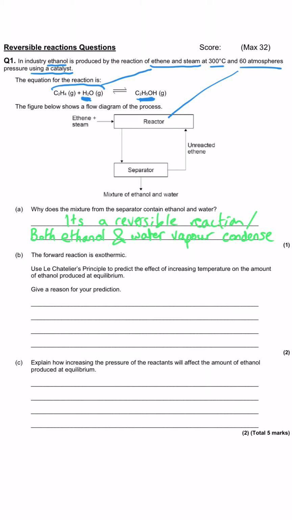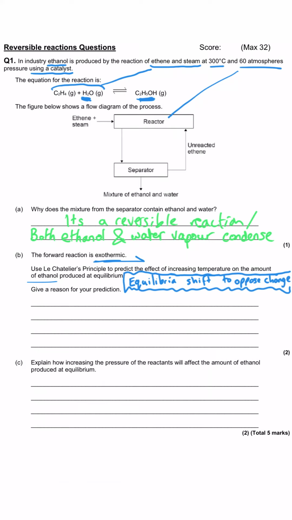Now the second question gives us another fact. The forward reaction is exothermic, so that's the reaction that goes to the right. Use Le Chatelier's principle to predict the effect of increasing the temperature on the amount of ethanol produced at equilibrium and give a reason. Well, Le Chatelier's principle says that equilibria shift to oppose change. And so that means that whatever we do, equilibria will shift in the direction that reverses or opposes that change.